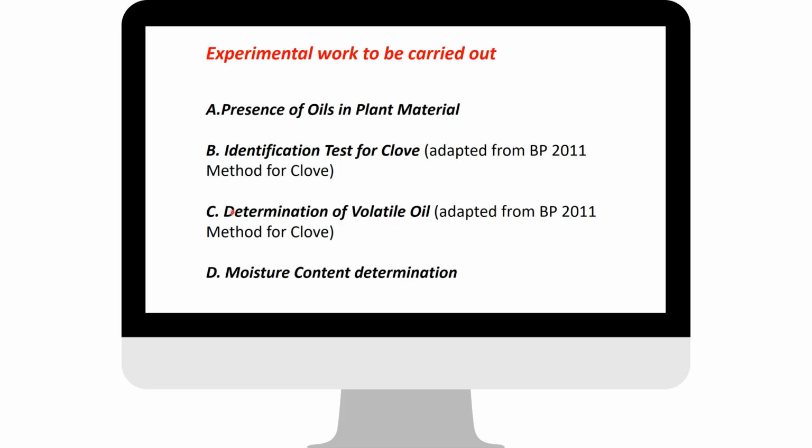And the third part of this experiment is the determination of the volatile oil, which is actually based on the steam distillation method, also adapted from the British Pharmacopoeia 2011. And the last part of this experiment is the determination of moisture content by the Dean-Stark method, in which we will be seeing how to measure the moisture content of the drug. So these are the four different subcategories of the experiment which we will be conducting. So let's begin.